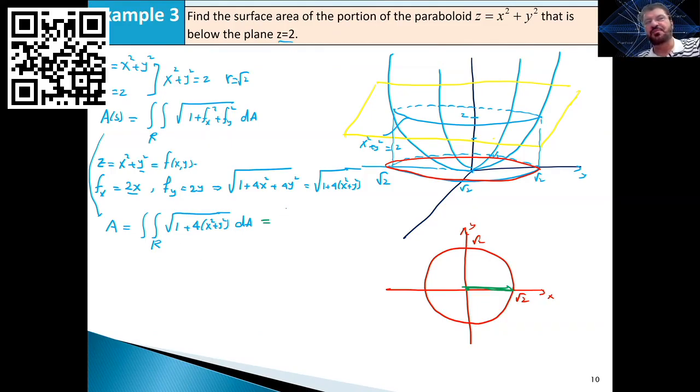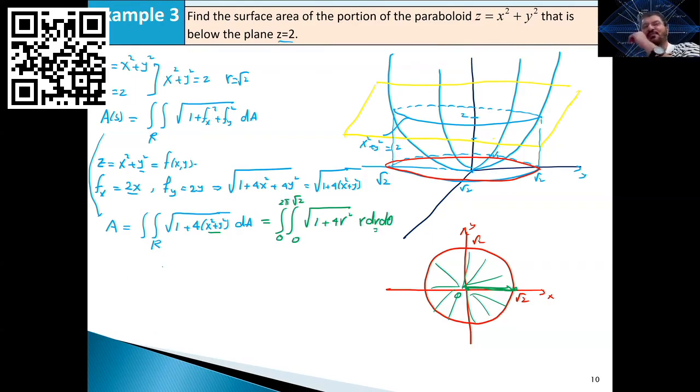So what is this equal to? Double integration of the square root of 1 plus 4r squared, and then what do we say? r dr d theta. Remember in the polar, this is r squared, and then r is the length. We start from where? 0 up to root 2. So r is from 0 to root 2. To cover the whole circle, how much should I rotate? We should rotate 0 to 2 pi. That's it. This is the result of the integration.